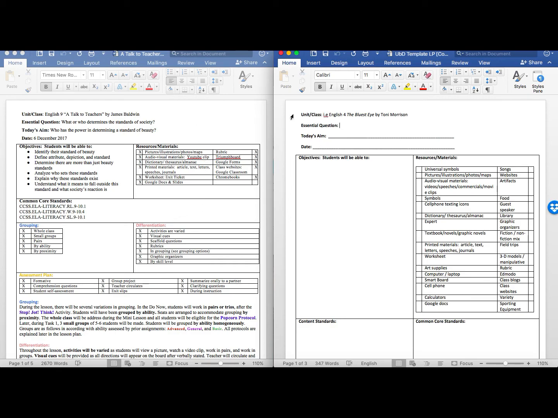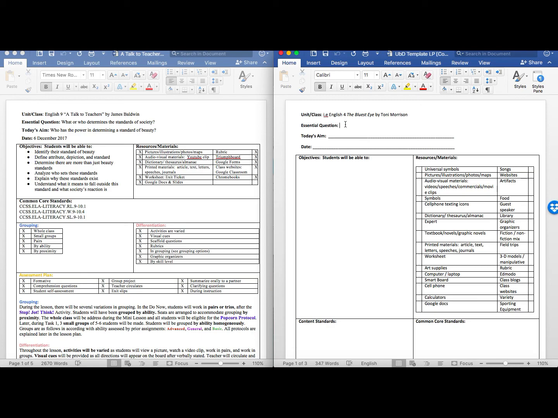Up here on the top, on the right-hand side on the template, you can see that this is just an example, but that's not necessary for you since you have an example on the left-hand side too. But unit, class: what's going to be the unit that this lesson plan is going off from? Again, this is the Danielson Lesson Plan. It goes through all of the Danielson domains if you fill it out correctly. So here we have unit class, English 9, A Talk to Teachers by James Baldwin, another example by English 4, The Blue Sky by Toni Morrison. Basically, what is the overarching unit that this lesson plan is a part of?